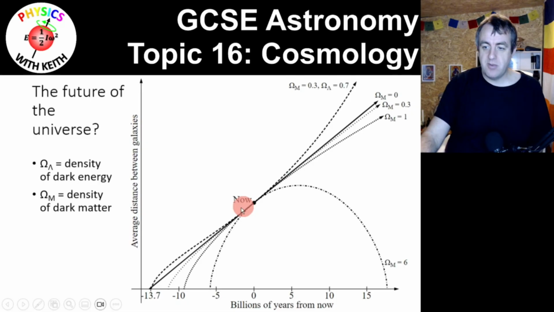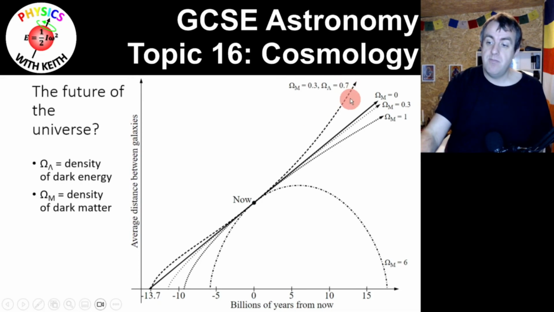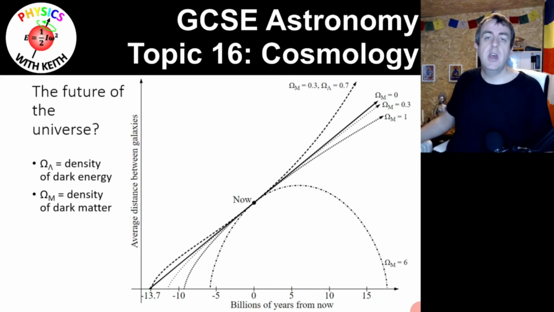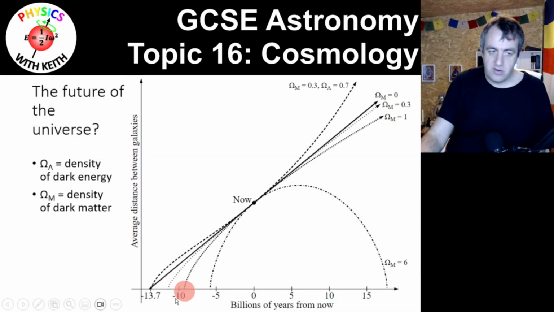It matches what we observe now. It also gives us 13.7 billion years, not that we need it, and matches our observations of what we see at the farthest of distances. So it looks like we're heading for infinite expansion and heat death of the universe. That's what it looks like.